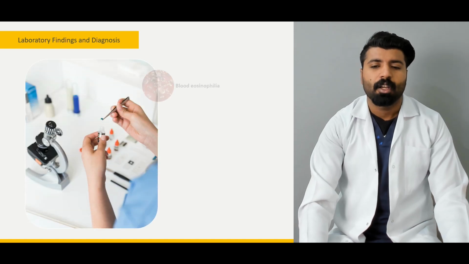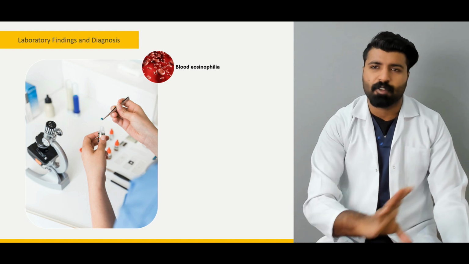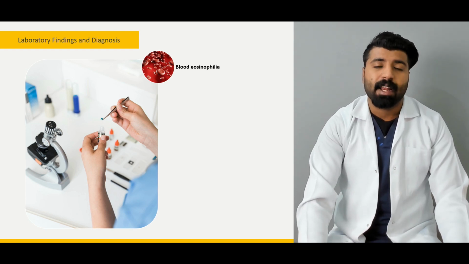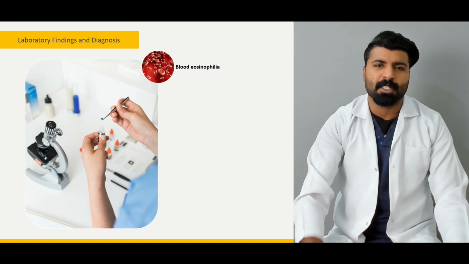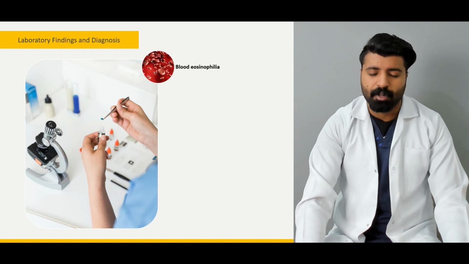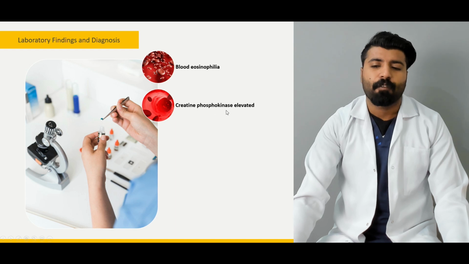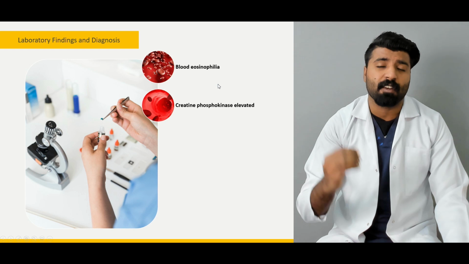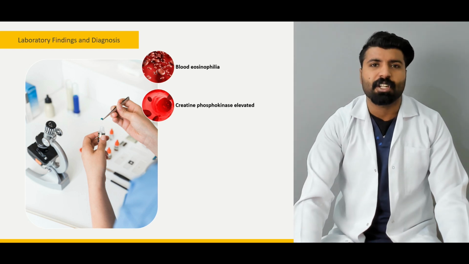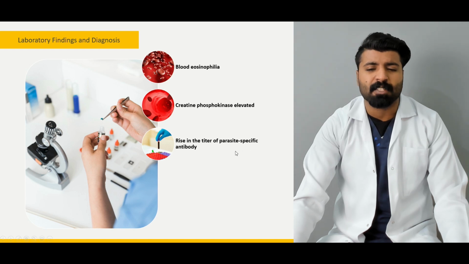So first of all, you'll go for what? You'll go for the blood report. That's general, that's for every disease. And in that, you'll specifically go for blood eosinophilia. And what's going to be there? Increased number of eosinophils. Next on, you'll go for the creatinine phosphokinase levels, which will be elevated because of this infection and infestation. Next on, you'll have this rise in the titer of parasite-specific antibody, PSA.